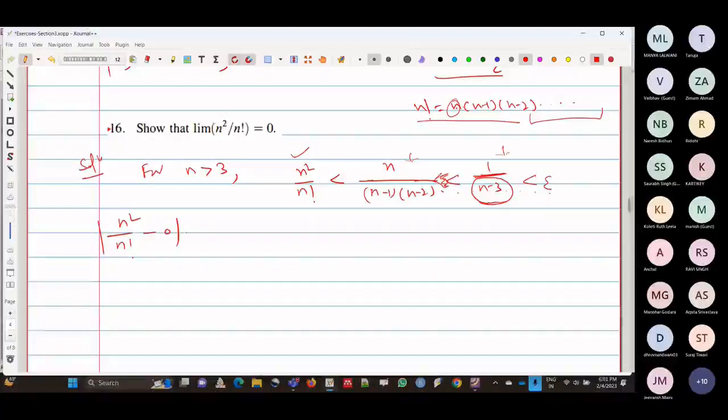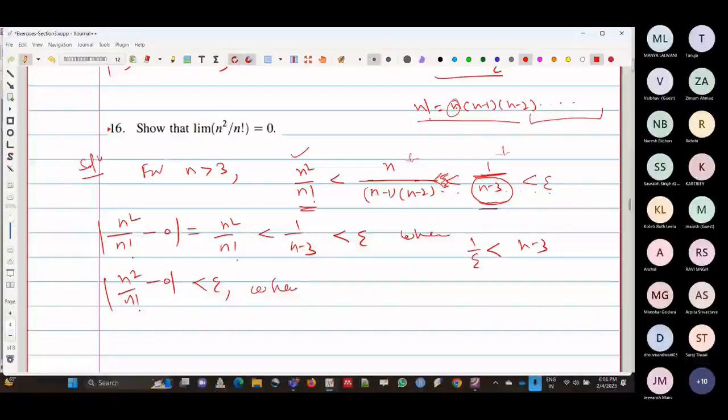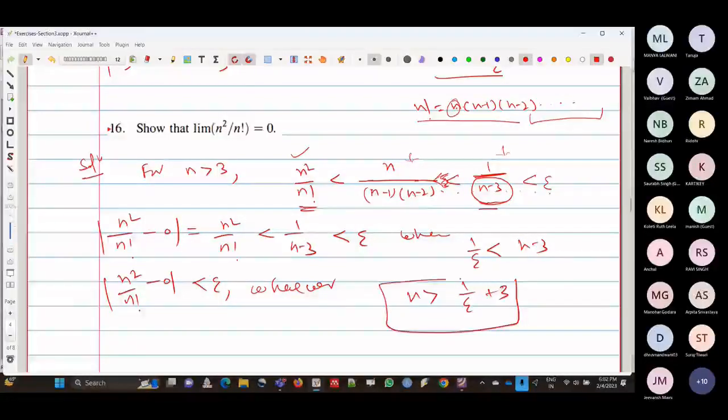First, let us write: n square by n factorial, and this quantity is less than 1 upon n minus 3. And this is less than epsilon when 1 upon epsilon is less than n minus 3. So n square by n factorial minus 0 is less than epsilon whenever n is greater than 1 upon epsilon plus 3. So in this case, this sequence converges to zero.